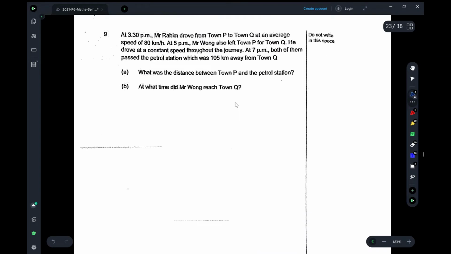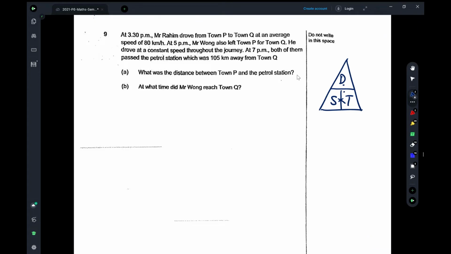Okay, so let's move on to the next question. It's a speed question. So for speed questions, we must remember this DST triangle. So in order to find distance, you use speed times time. In order to find speed, you use distance divided by time. In order to find time, you use distance divided by speed. So it's a very useful triangle. Let's see what's happening here.